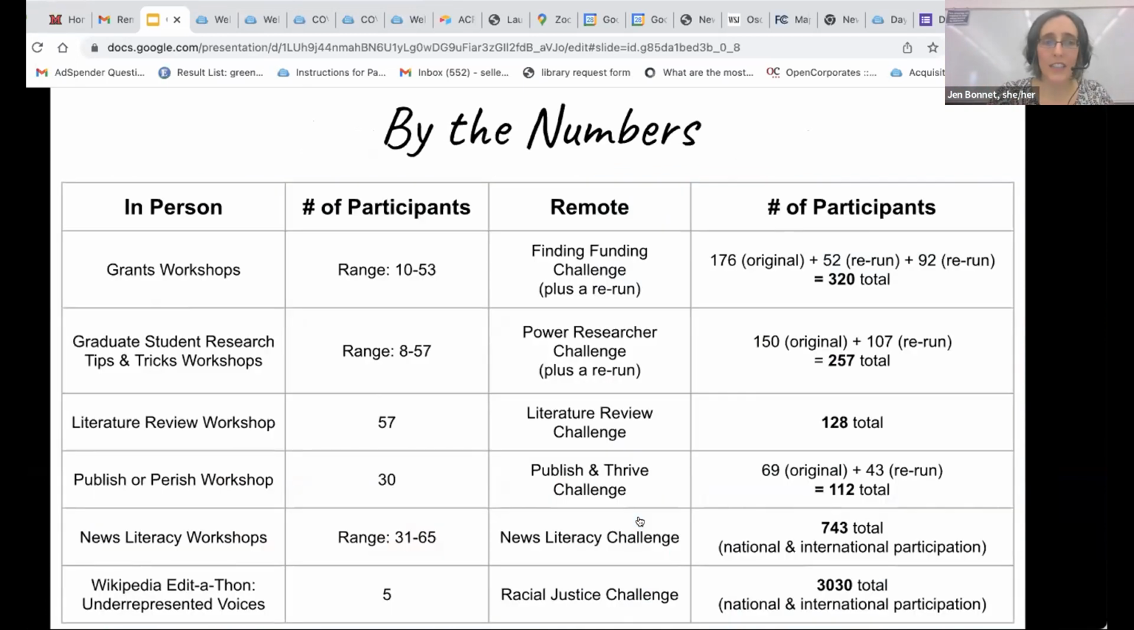In addition to some of the qualitative assessments we've shared, participation soared when we moved from in-person to online. In this table, we have participation in in-person versus an email challenge of relatively equivalent programming. Participation in grants programming, for example, nearly quintupled when we moved to a challenge format. Our literature review workshop numbers nearly doubled when it became a challenge. Our news literacy challenge went above and beyond our wildest expectations. That was one that was broadcast far and wide to communication networks, to ALA and ACRL.